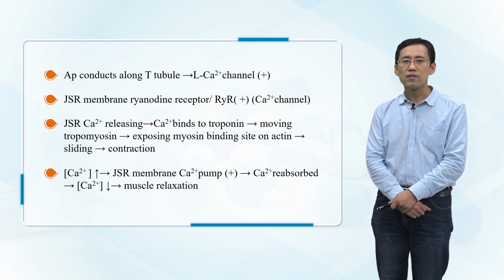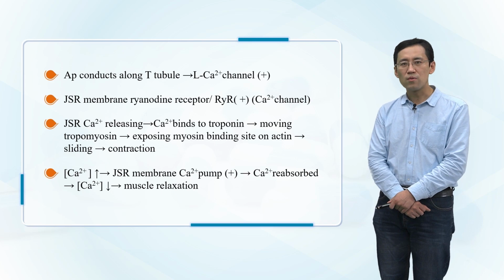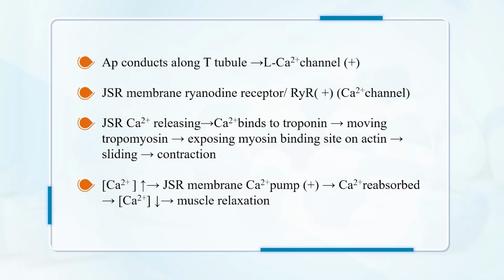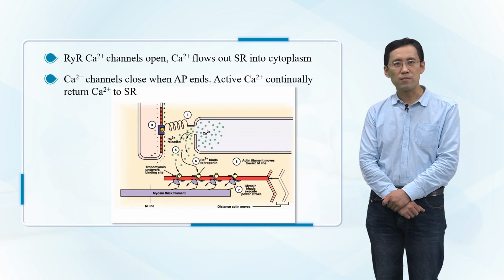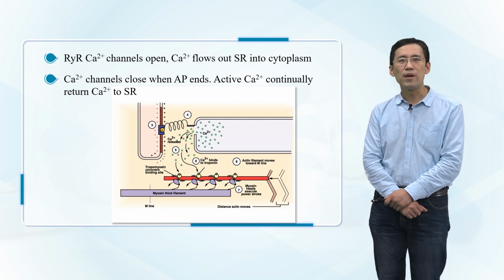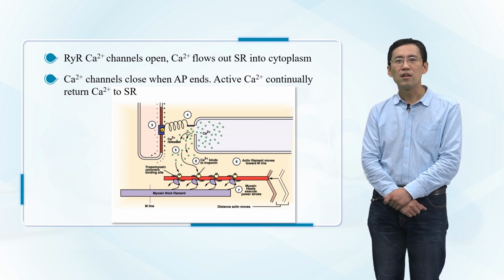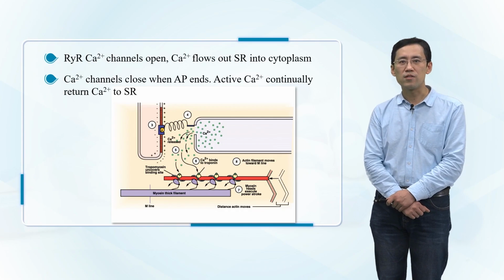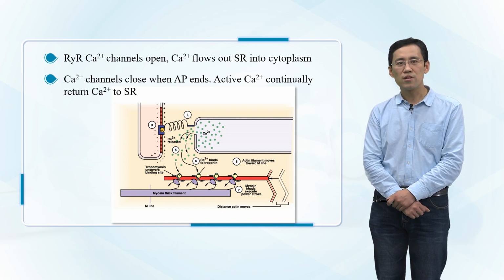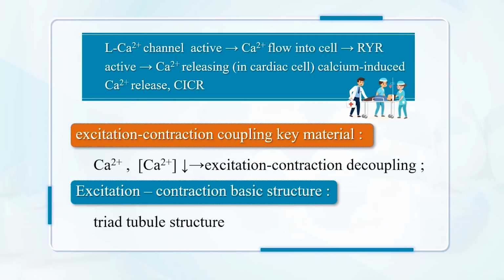The calcium ion concentration decreases again, and the muscle relaxes. See some pictures in detail showing the calcium release during excitation contraction coupling. This is the first step, and then the receptor binding causes the calcium channel to open, and the calcium flows out of the SR into the cytoplasm, and the calcium channel closes when the action potential ends. The active calcium pump continually returns calcium to the SR. So the excitation contraction coupling key material is calcium.